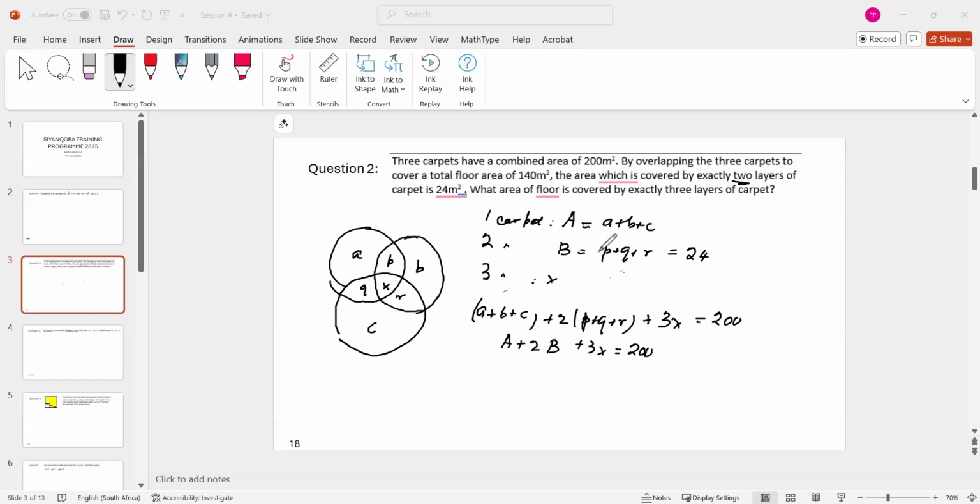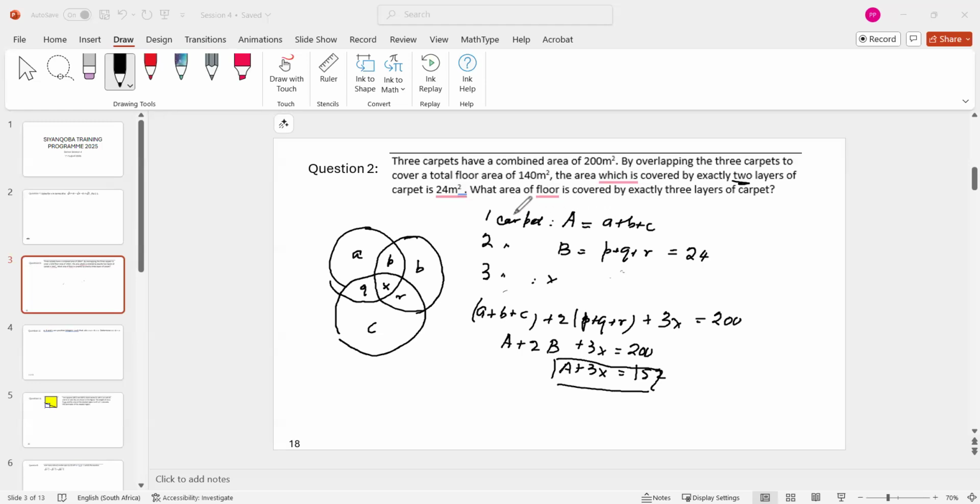By renaming these, like what we have done here, I've reduced it to only 2 unknowns. So that's very nice. B is 24, so I can say this is A plus 3X. 24 times 2 is 48. 200 minus 48 is 152. So I can put B equals 24 and bring it to the other side. So I got one equation with A and X, and my problem is to find X.